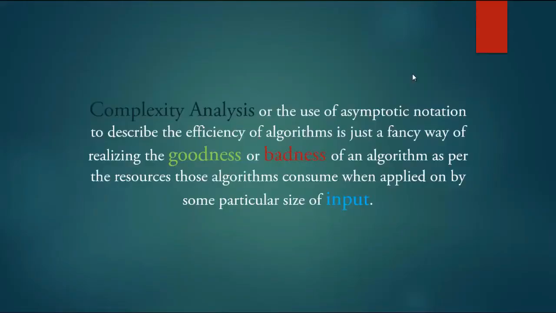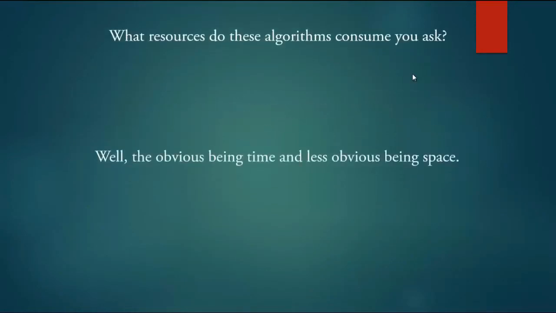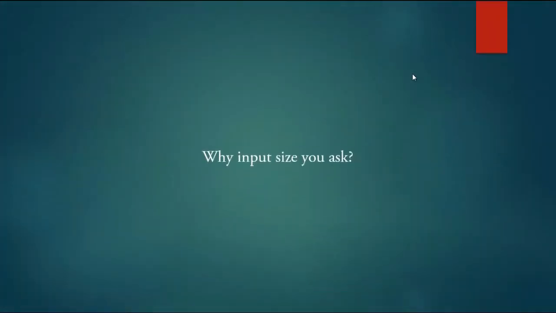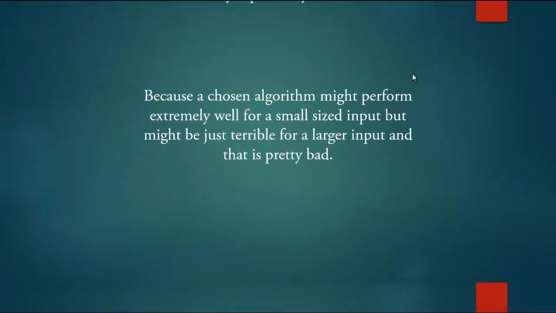Complexity analysis, or the use of asymptotic notation to describe the efficiency of algorithms, is just a fancy way of realizing the goodness or the badness of an algorithm as per the resources those algorithms consume when applied on some particular size of input. What resources do these algorithms consume, you ask? Well, the obvious being time and the less obvious being space. Yes, memory space. Why input size, you ask? Because the chosen algorithm might perform extremely well for a small sized input, but might just be terrible for a larger input, and that is pretty bad.